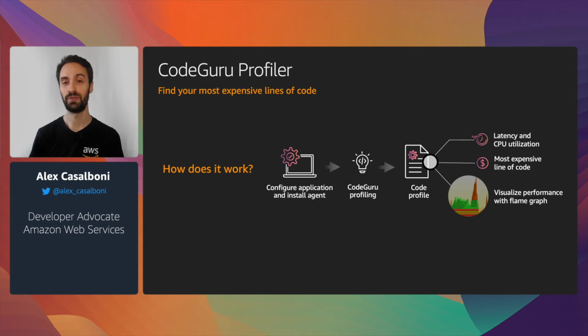The second feature is the CodeGuru Profiler. You integrate it, for example, with your unit tests or your integration tests, and it will analyze every single line of code during the execution to understand the CPU utilization, and ultimately it will help you identify the most expensive lines in your code base.